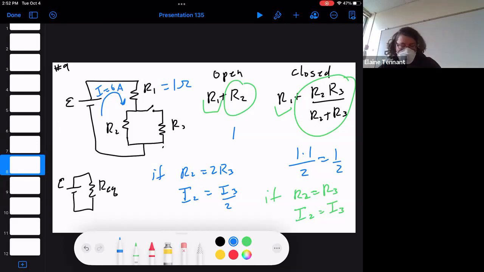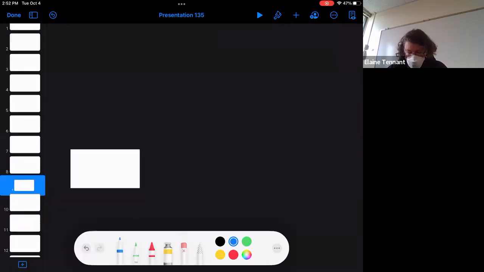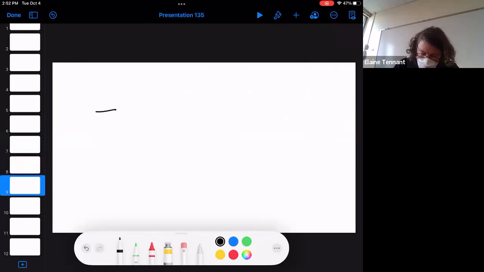Can you tell me the voltage across R1 at that point? It would be 6, right? Because we can still do V equals IR. I'm going to pop open another thing. So we can still do V equals IR, and we can do it across each element.